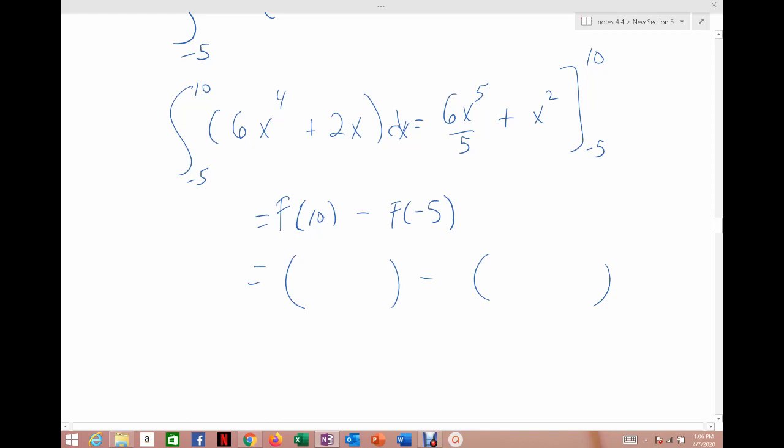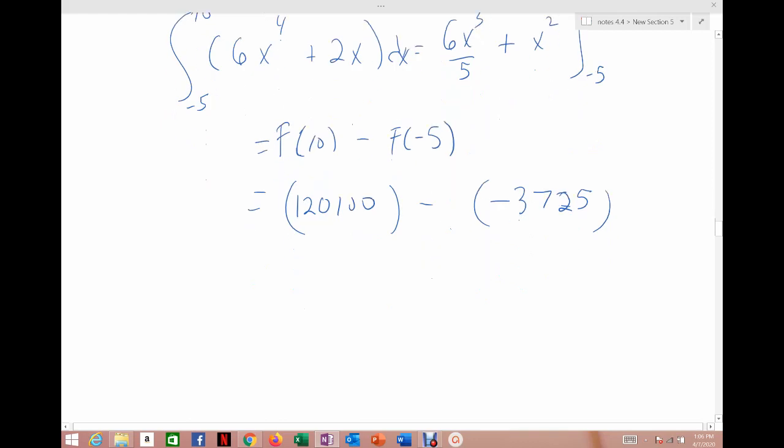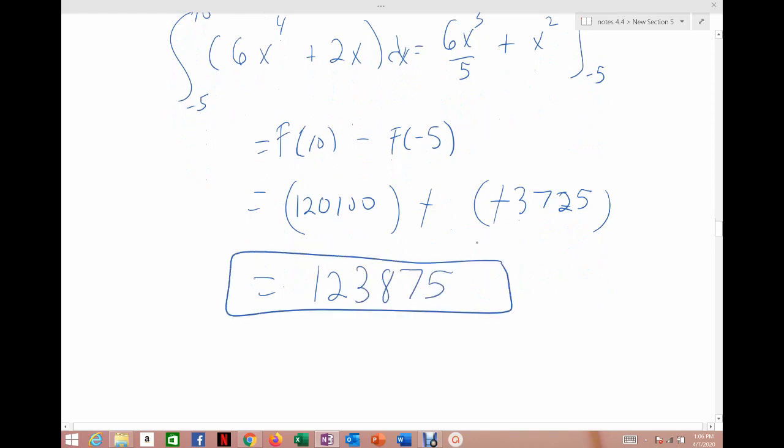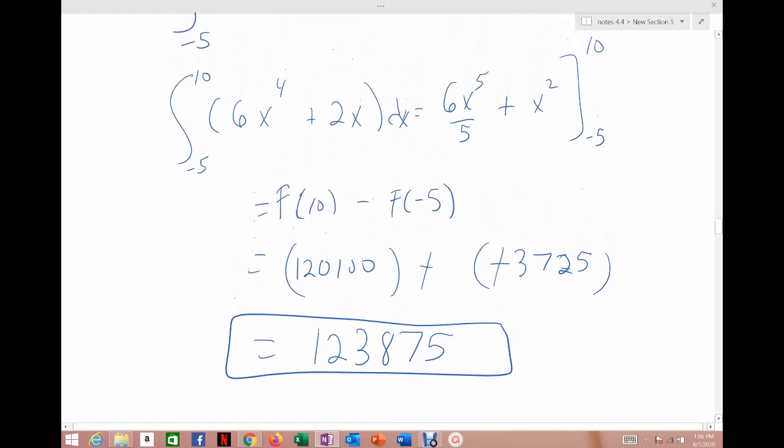These come out pretty big. When I plug 10 into that antiderivative, we get 20100, and when I plug in negative 5, I get negative 3725. Remember, a negative minus a negative really means I'm going to add those. And so my final answer comes out 123875. And there is my definite integral solved by hand.